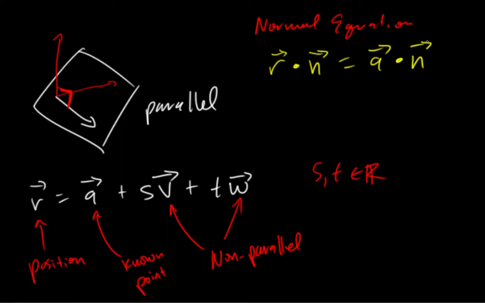Once again, R is a position vector for any point on the plane. A, once again, is a known point. And then N is perpendicular to those.